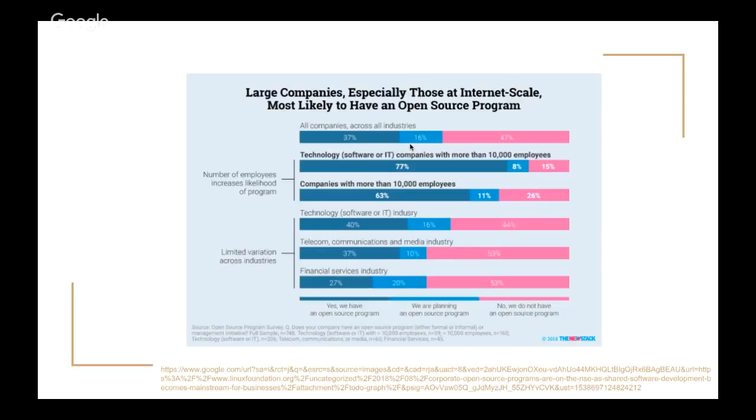As you can see here, this is a graph showing how likely a certain company is to be utilizing an open source program. Across all industries, you see a 37% chance, which is still pretty high considering. And then, of course, with large tech, you see 77%. So it's nothing to ignore. It's definitely an influential aspect in the growing tech and business world.